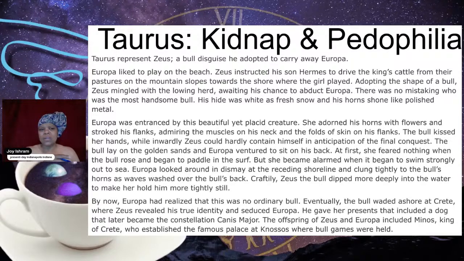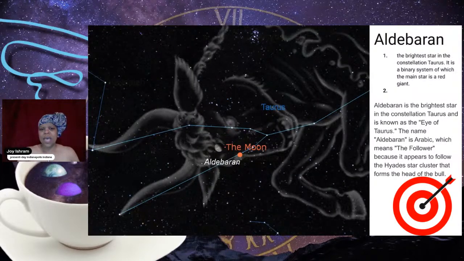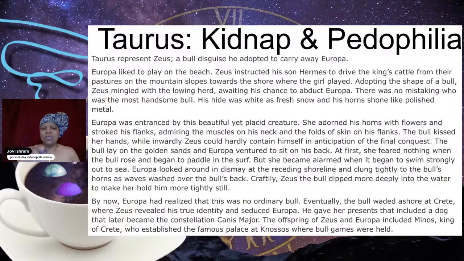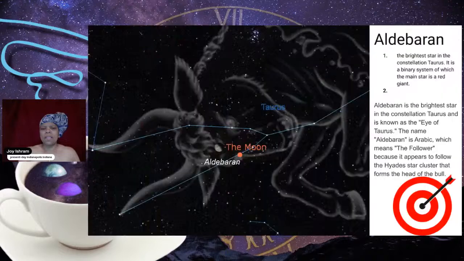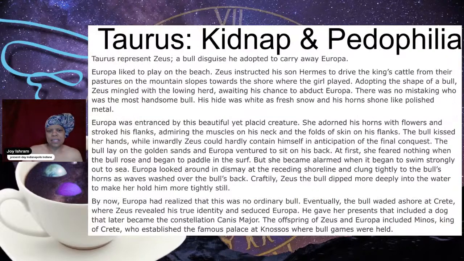Like Taurus represents Zeus, represents kidnapping and pedophilia. Go find the story, check it out. Aldebaran, the eye of Taurus. Y'all want to pinpoint the eye of Taurus, but according to this story, it'll tell you why. Have you noticed the Taurus constellation? I guess I'm about to attack the Taurus people. I'm Taurus.